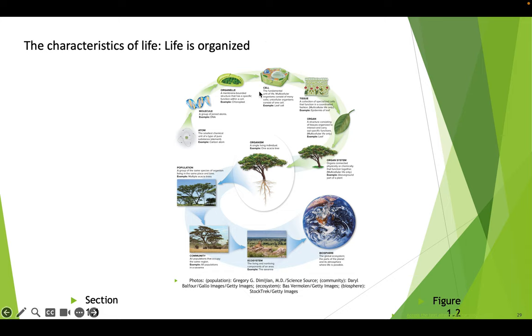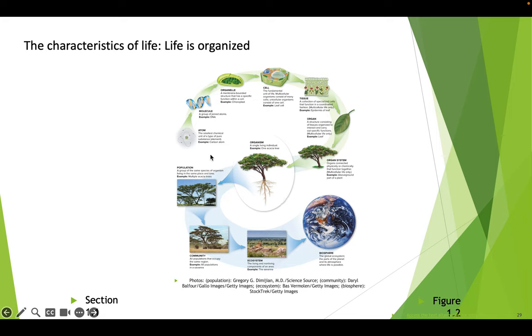Life is also organized, so not just within cells, but if we look here, cell is the smallest unit of life, right? Cells work together to form tissues. Tissues work together to form organs. Organs work together to produce organ systems. Organ systems work together to create a functioning organism.